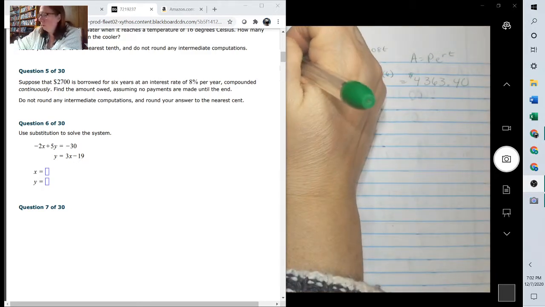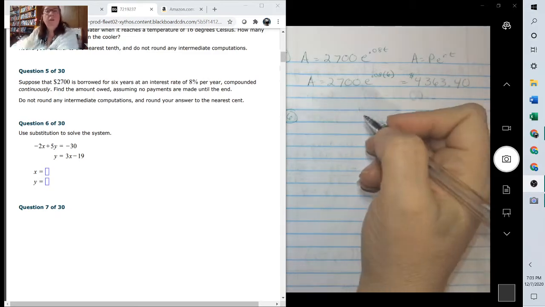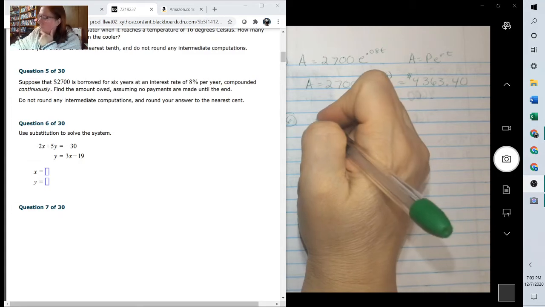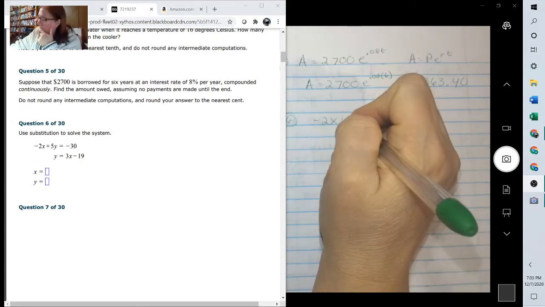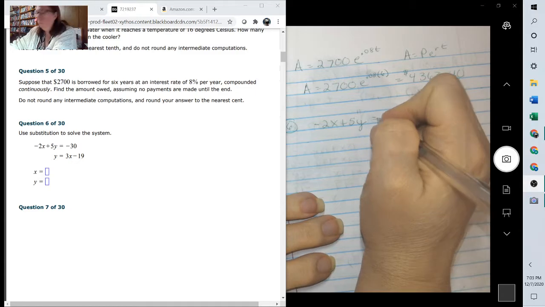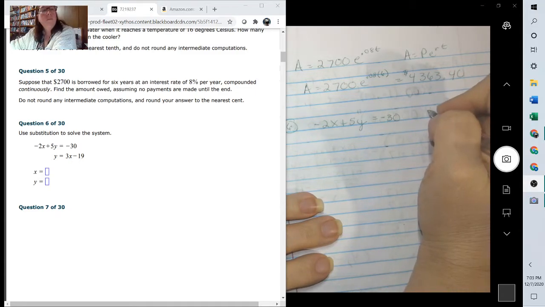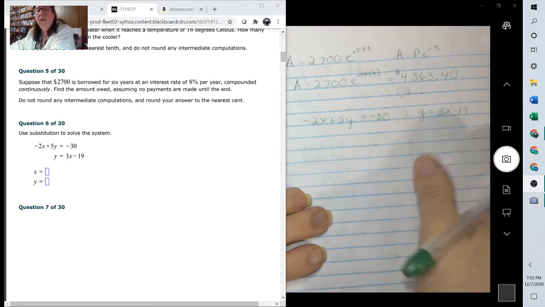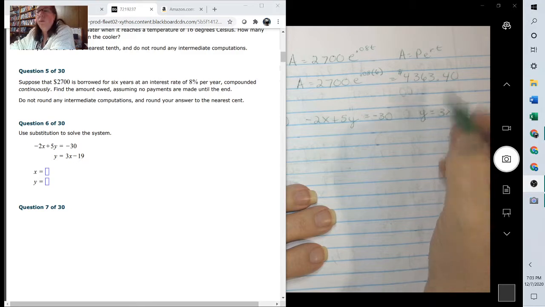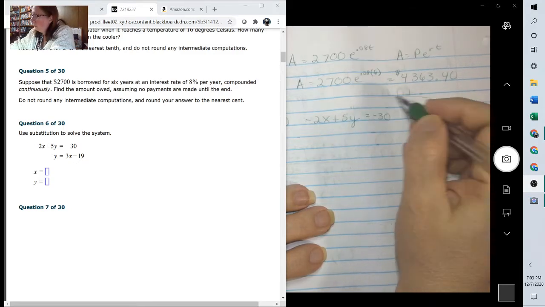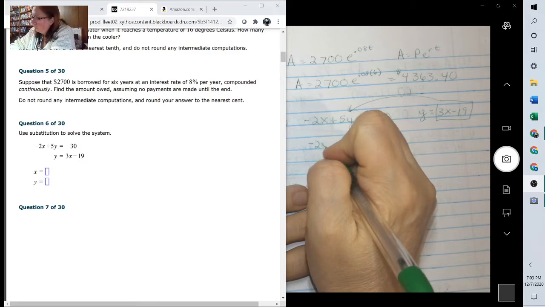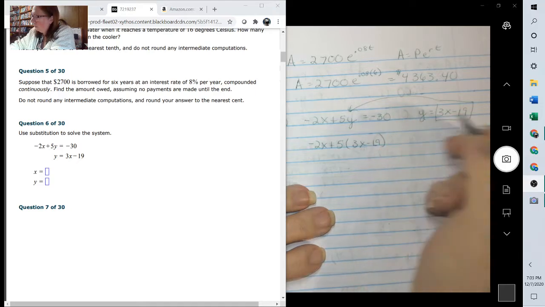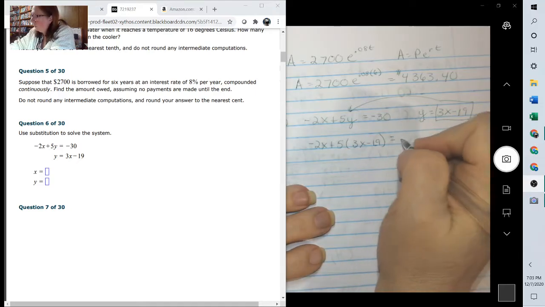Number 6. Solve using substitution. Well, substitution is the easiest because this is already solved for y, so we take this and we plug it in for y. Negative 2x plus 5 times 3x minus 19 equals a negative 30.